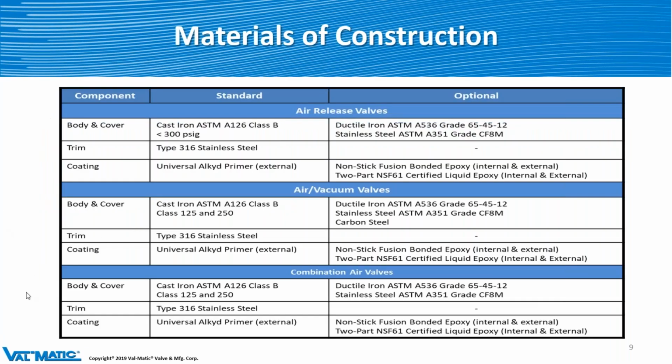So I know this is kind of the wrong place to put the materials of construction, but I wanted to put them up now because they're going to be the same for each one of the valves we talk about. So instead of talking about it after each valve, I'm just going to list them all and talk about them all at the same time. The air release valve, the air vacuum valve, and the combination air valves all have the same materials of construction. The body and the cover standard is cast iron, but we can do ductile iron or stainless steel. The trim in all the valves is always going to be stainless steel. So all the internals are stainless steel parts.